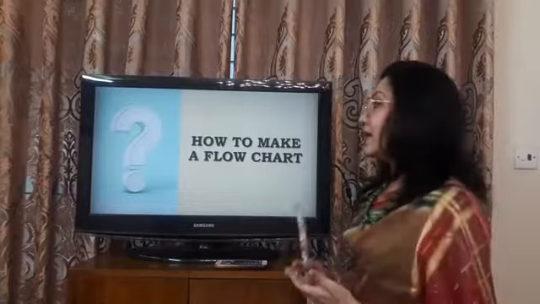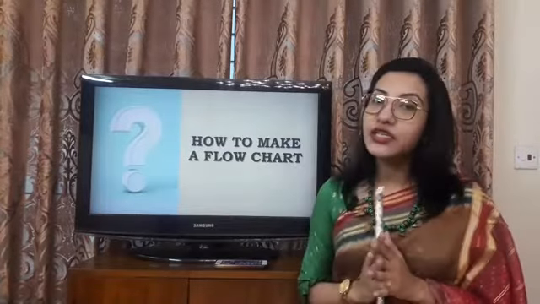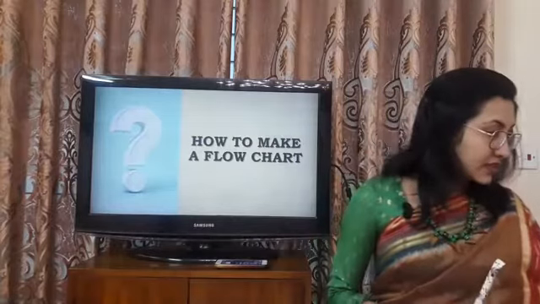Now, how to make a flowchart? How can we write or complete a flowchart? Let's see that.